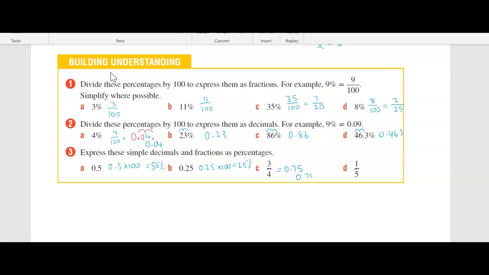So 0.75 times 100 equals 75%. And I know 1/5 is 0.2. So we're going to do 0.2 times 100 equals 20%.